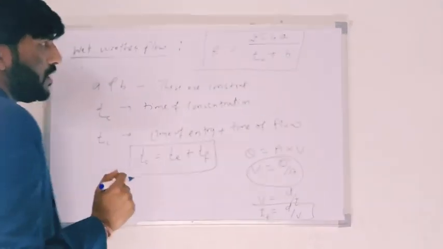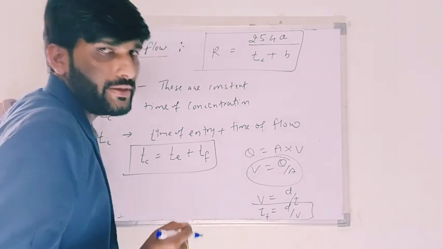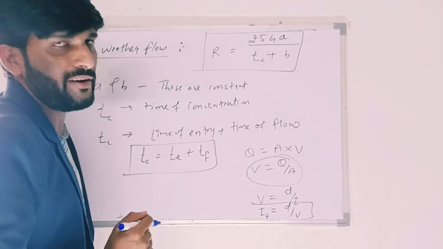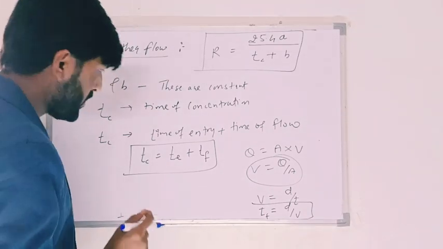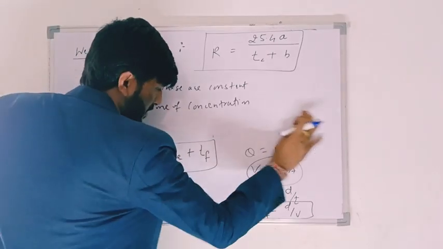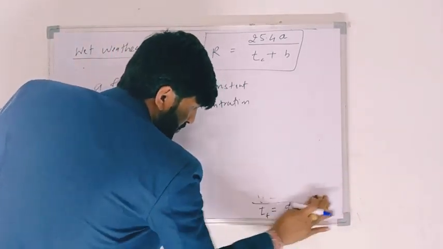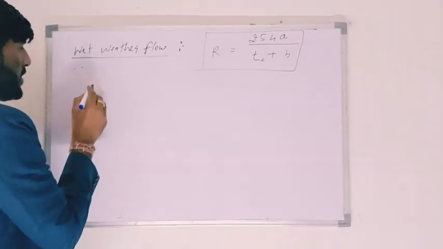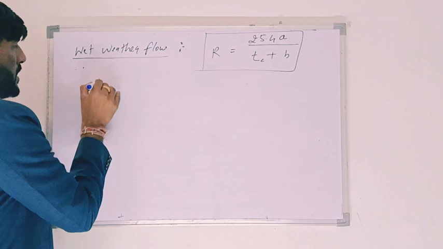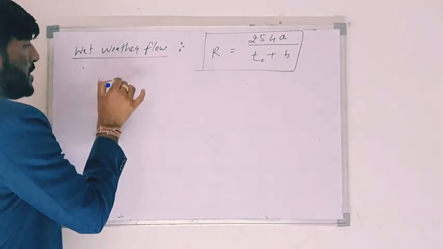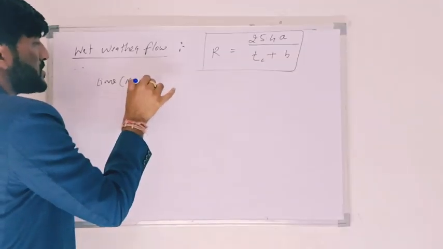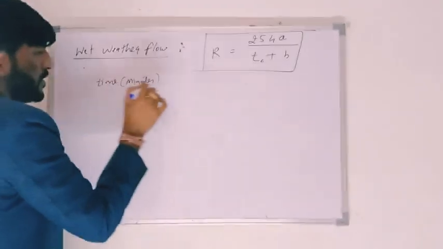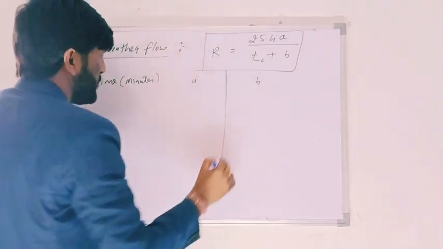Now, what is the value of A and B? How can we use A and B and their values? We have some specifications for that, and you write this. We have specification for A and B. First, time: you take time in minutes, only for this formula. Then the value of A and the value of B. Very simple.